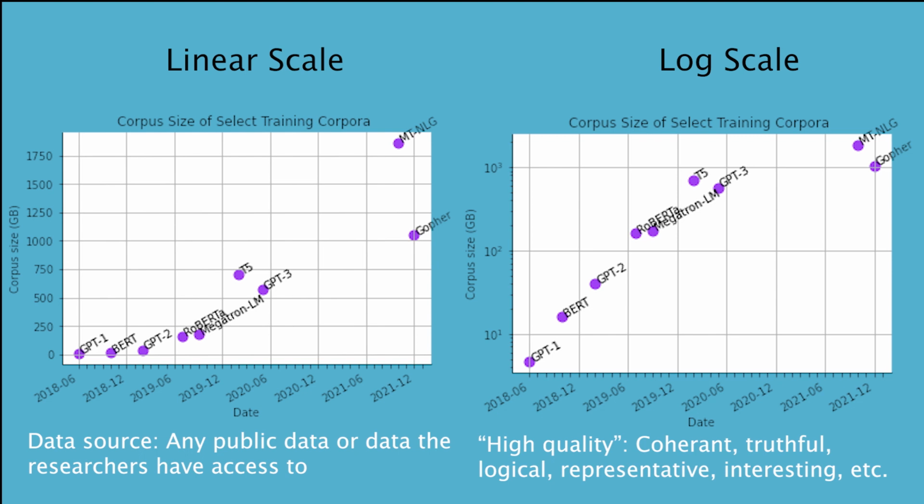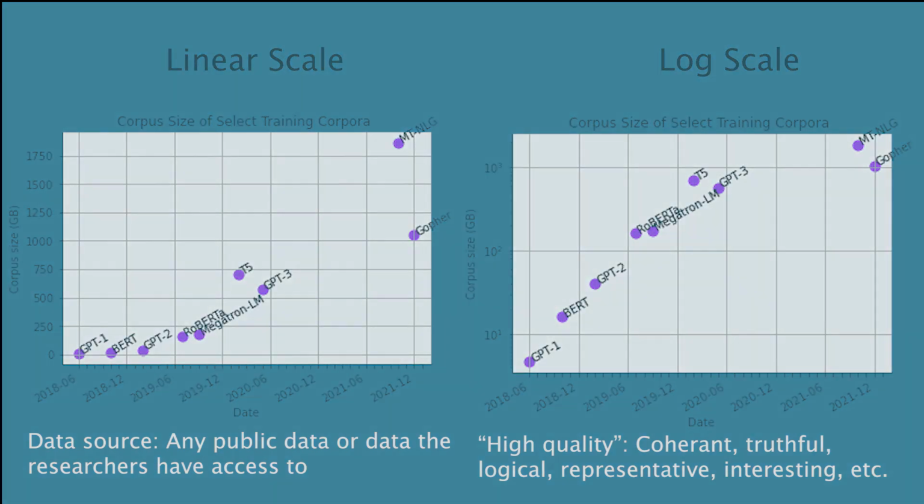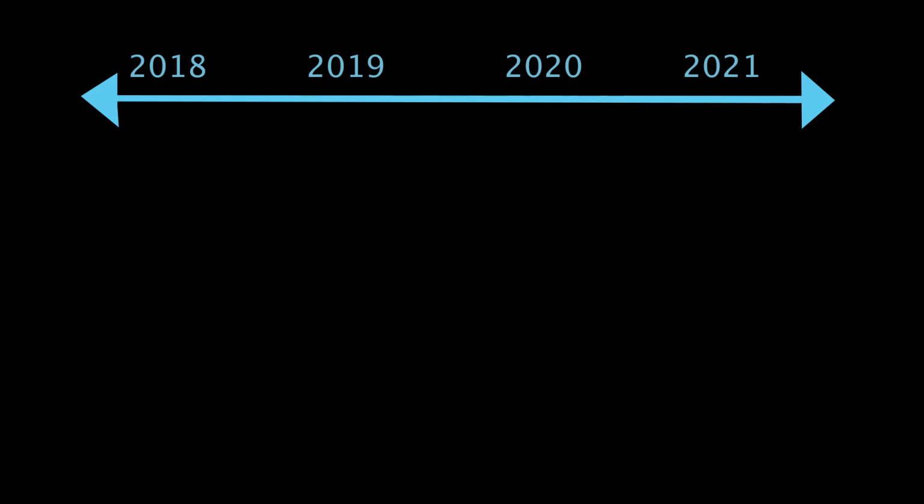The information provided to the model directly shapes what it will become. I'll speak more about this concept in the training section of the video. Next, I'm going to give more specific examples of what data is included in these corpora and how they've progressed over time.